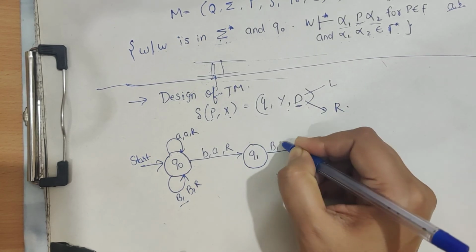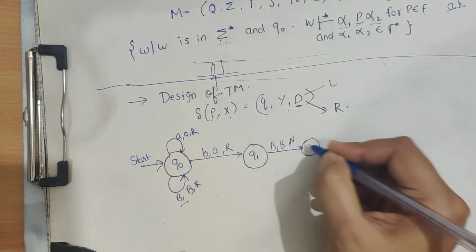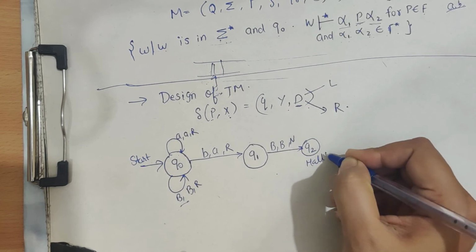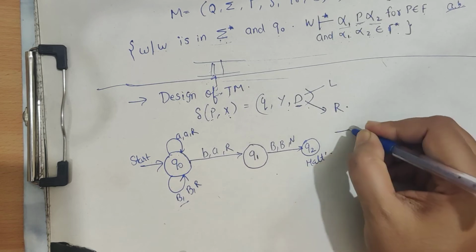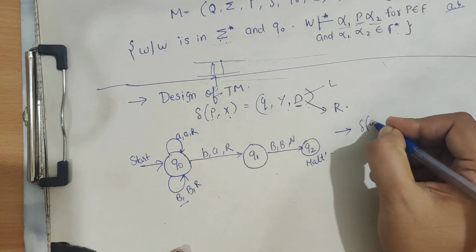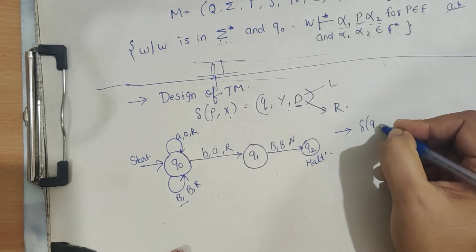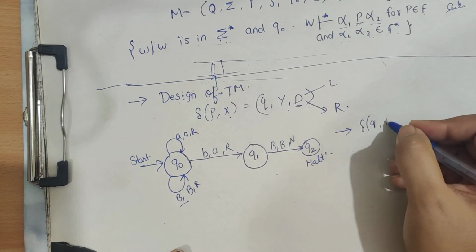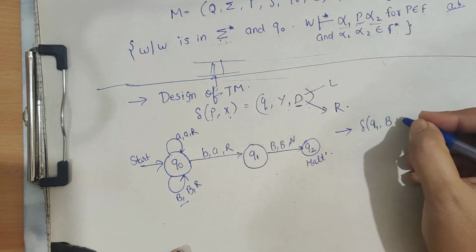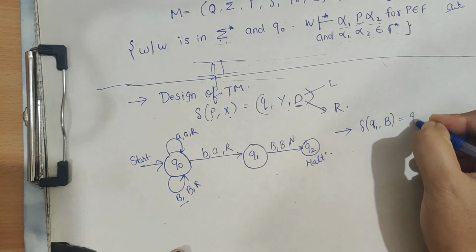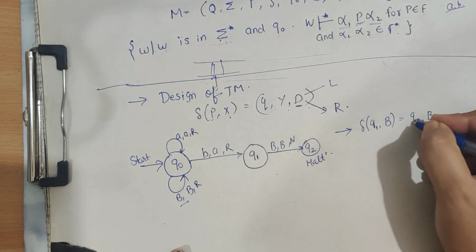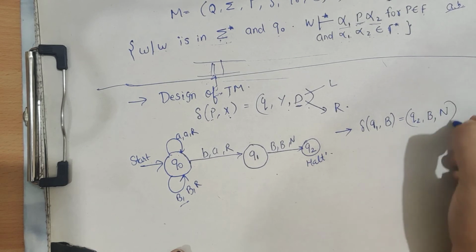Then b, neutral, there are no other moves after this. q2, then we are going to halt. So how will we represent this in the transition form? Delta q1 comma b, we are going to q2. The new replacement symbol is b, the new state is q2 and no move.